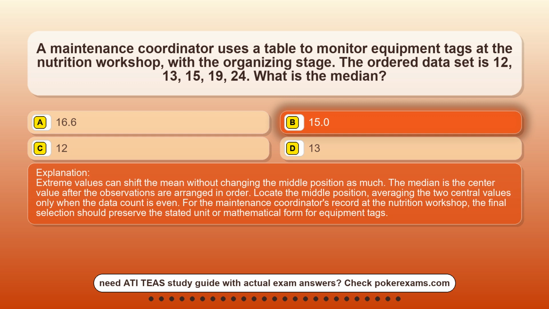Extreme values can shift the mean without changing the middle position as much. The median is the center value after the observations are arranged in order. Locate the middle position, averaging the two central values only when the data count is even. For the maintenance coordinator's record at the nutrition workshop, the final selection should preserve the stated unit or mathematical form for equipment tags. Question 21.